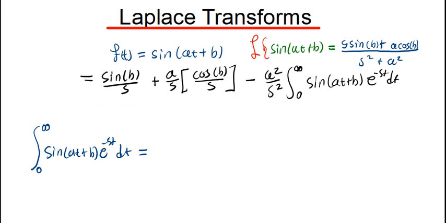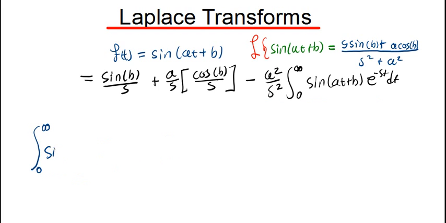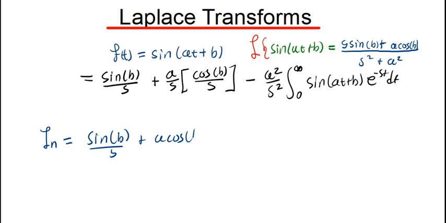So let me just write this one as, let me write it as In for simplicity purposes. Remember this is equal to that. So in place of this one, I'm going to use the letter In. Meaning I can say my In is equal to what I have here, which is sine b divided by s plus a cos b divided by s squared minus a squared over s squared.